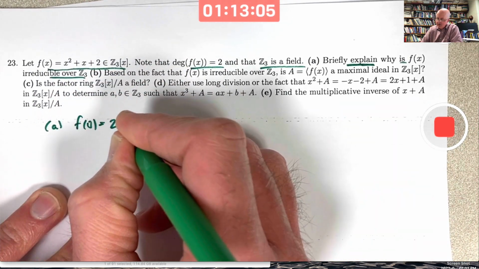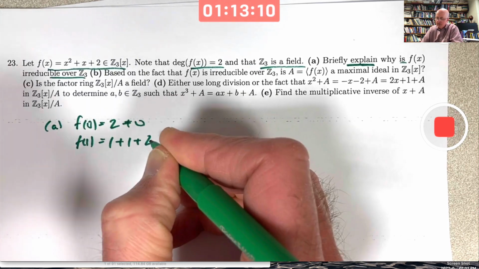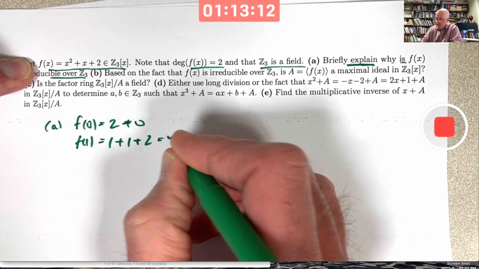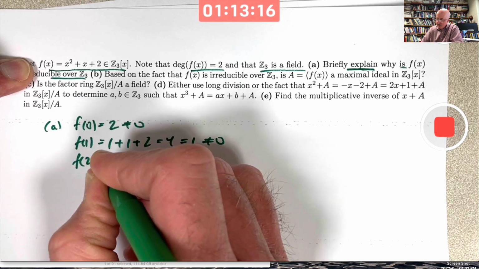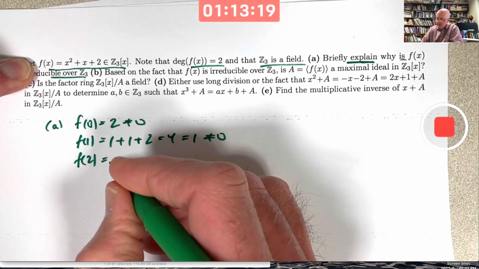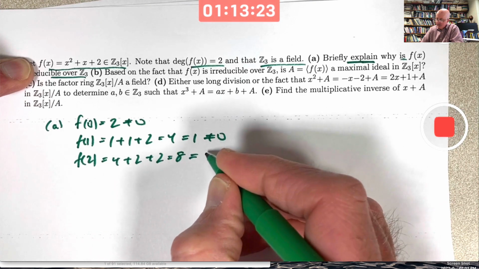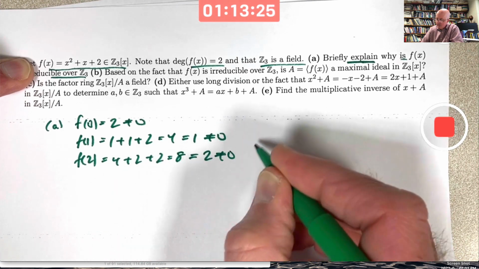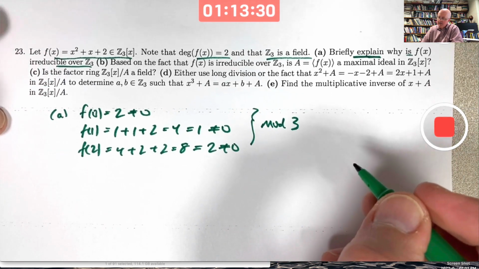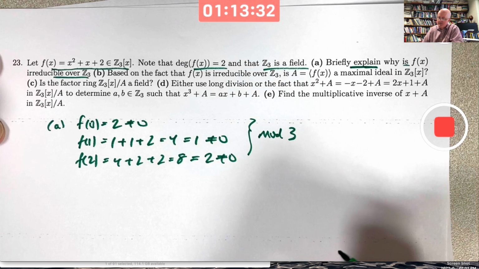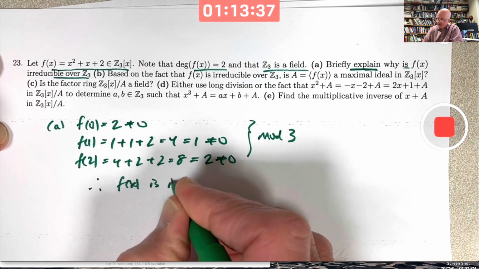F of 0 is 2, which is non-zero. F of 1 is 1 plus 1 plus 2, which is 4, and mod 3 is 1, non-zero. And f of 2, I also have to check, is 4 plus 2 plus 2, which is 8, which is 2, non-zero. We're doing mod 3 arithmetic there. Degree is 2. Z3 is a field. Therefore, f of x is irreducible over Z3.